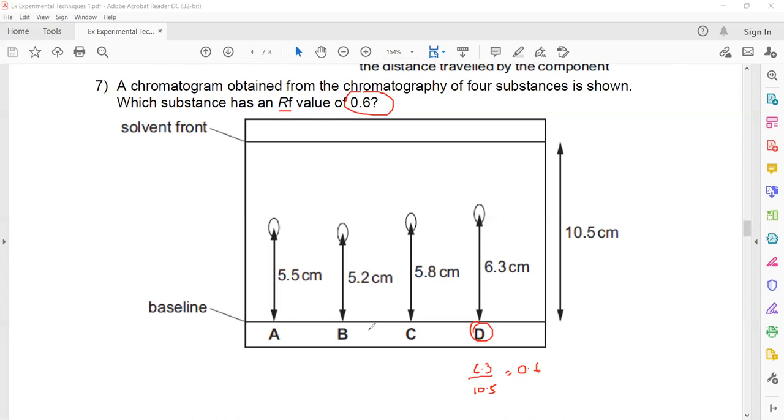But in the exam you will check all of them. I know the answer, that's why I directly explained that D is the answer. But in the exam, when you're solving, you should check each value, like 5.5 divided by 10.5, 5.2 divided by 10.5, 5.8 divided by 10.5.